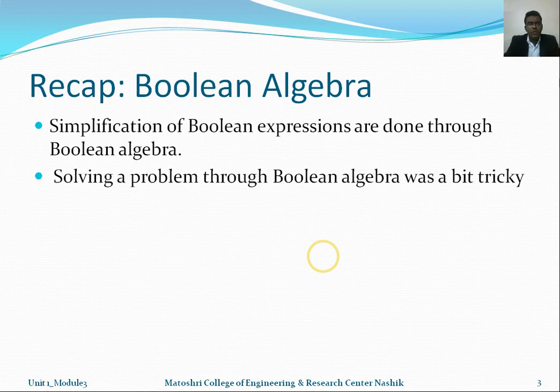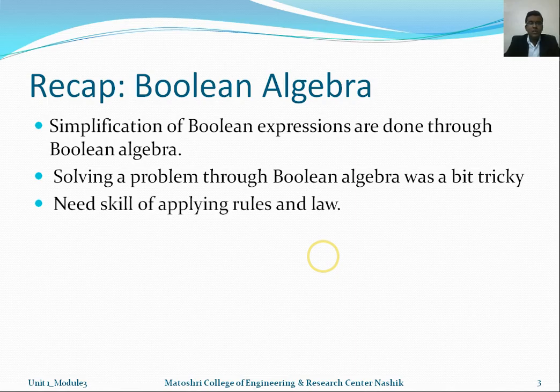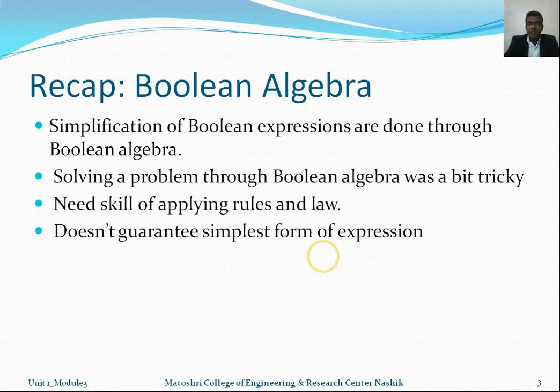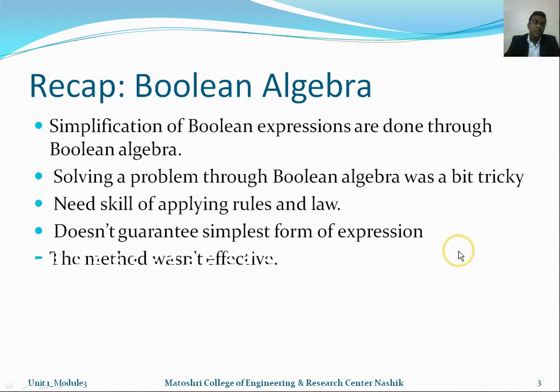But while solving the problems, it's a bit tricky. Why? Because it needs skill in applying the rules and the laws, and we don't have any guarantee that whatever final answer you get is the simplest form of the expression. So that's why the Boolean algebra method of simplification is not effective. So we move to another method for simplifying complicated Boolean expressions, and that is nothing but the Karnaugh map. As abbreviated, we call it a K-map.